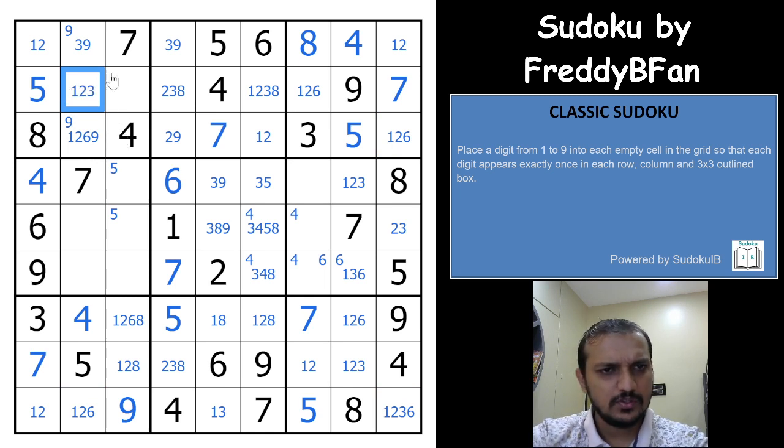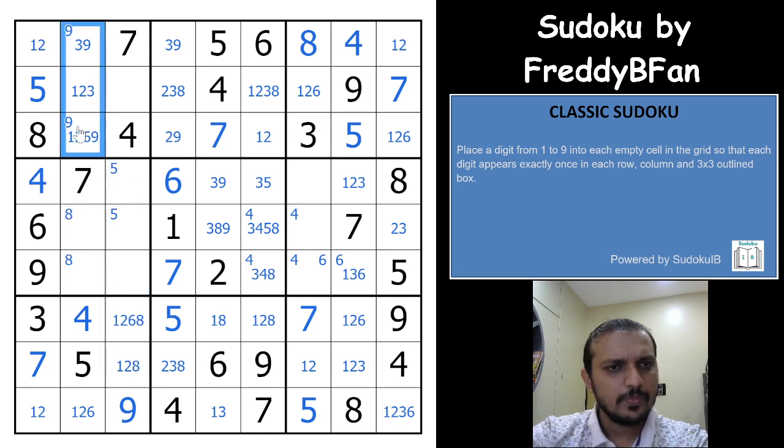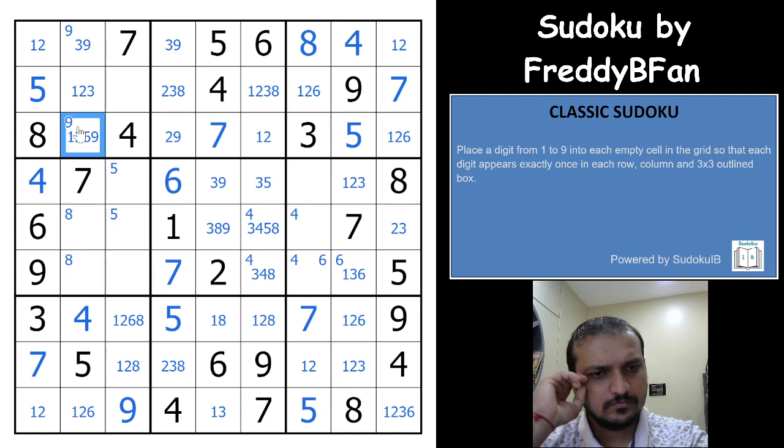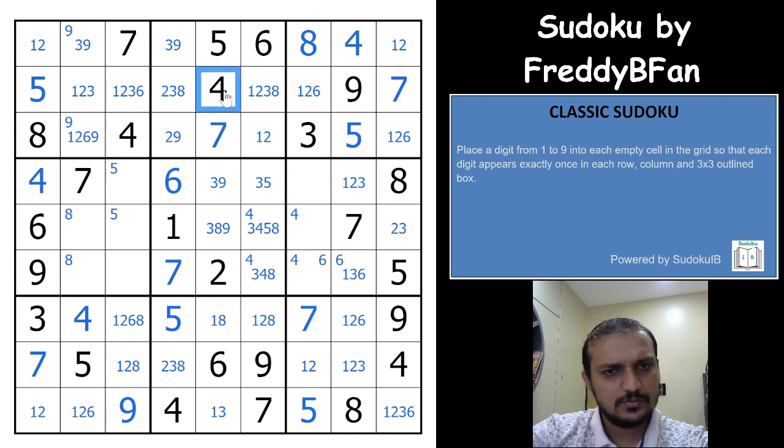Does that help us? 1, 2, 3, 6, 9, 8 has to be in one of these two cells, right? So you have a pointing of 8 here, 8 cannot be here, 8 is in one of these two cells. Okay, this cell is also 1, 2, 3 and a 6. No, that isn't helping much again, come on.